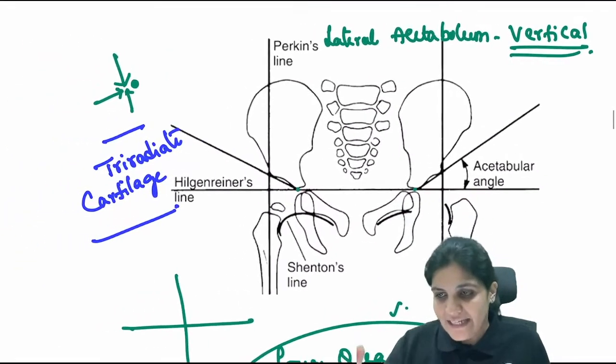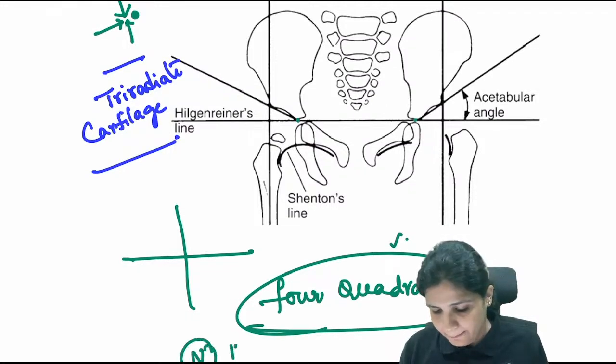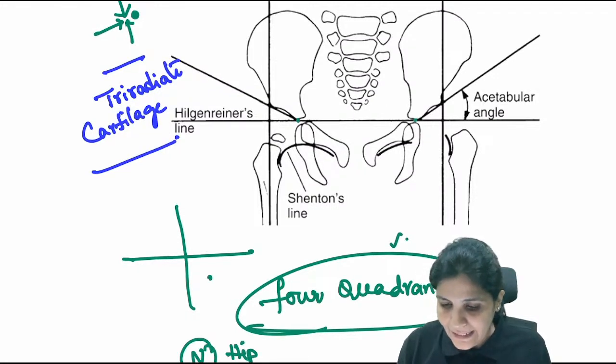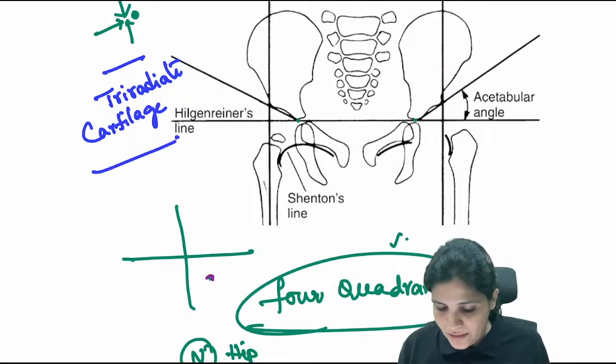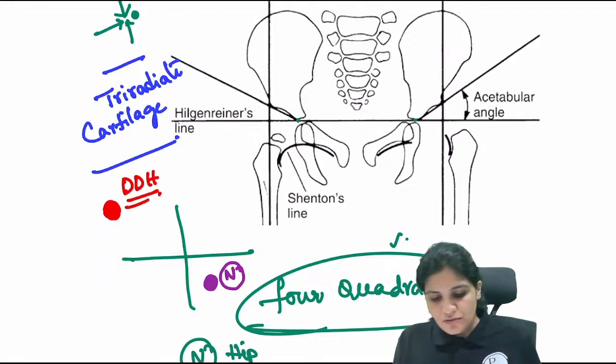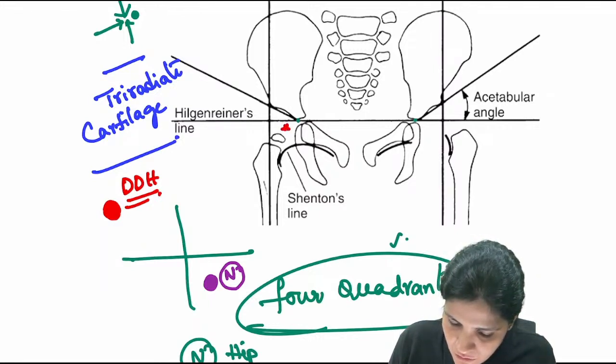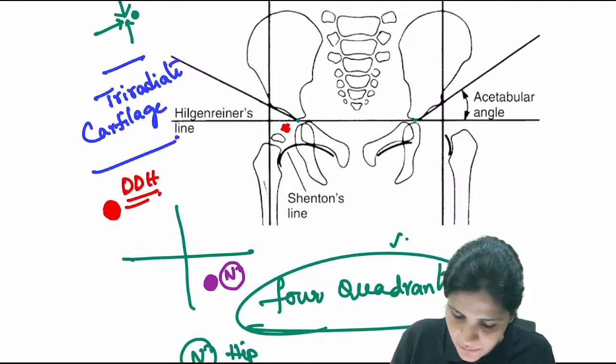So now, as Kalai has also already mentioned, whenever you see a normal hip, what you see is the inner and lower. Inner and lower is your place of femoral head. So this is normal. But whenever you see upper and outer quadrant, right, this is DDH. So here it is usually here, right? So this is your normal.